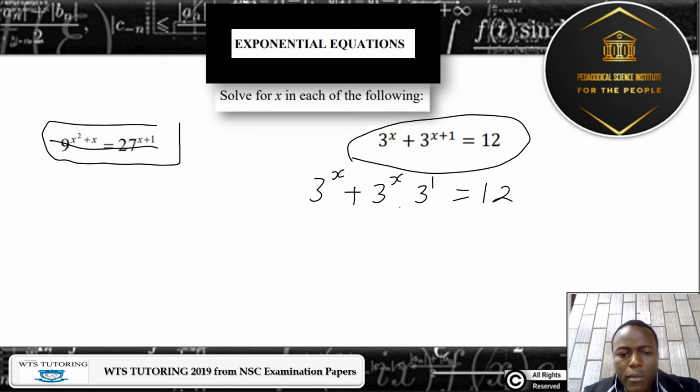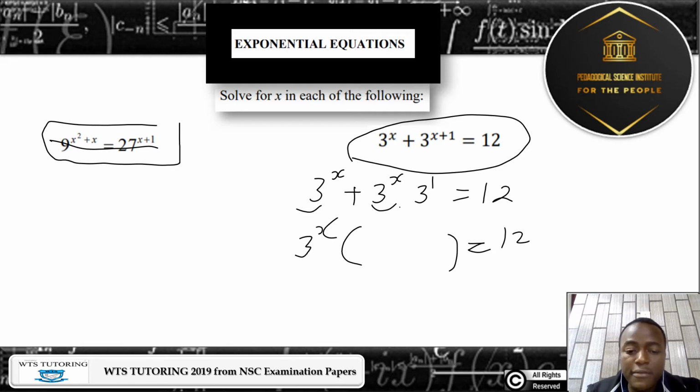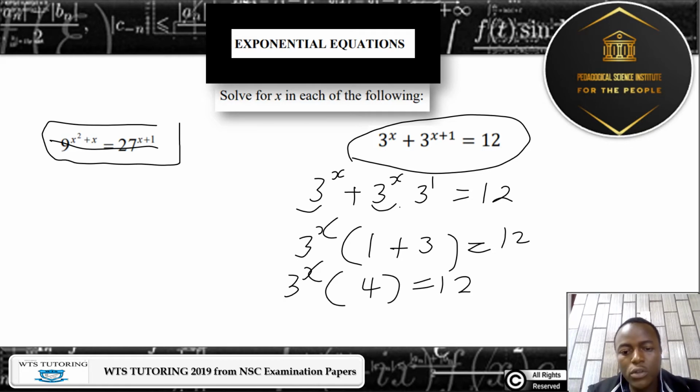Then we just take a common factor. We have a common factor this side of 3 exponent x. If we take 3 exponent x as the common factor, to get the answer inside the bracket you just divide. So 3 exponent x divided by 3 exponent x, you are left with 1 there. Then 3 exponent x times 3 divided by 3 exponent x, 3 exponent x will cancel with 3 exponent x, and we are left with 3. Then this will be 3 exponent x into 1 plus 3 is 4, is equal to 12.